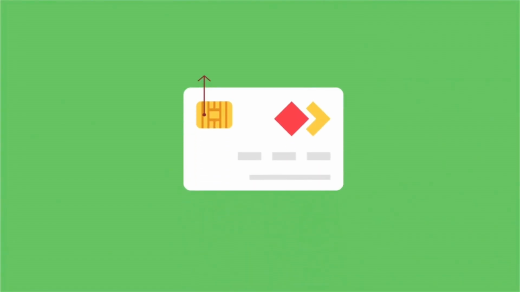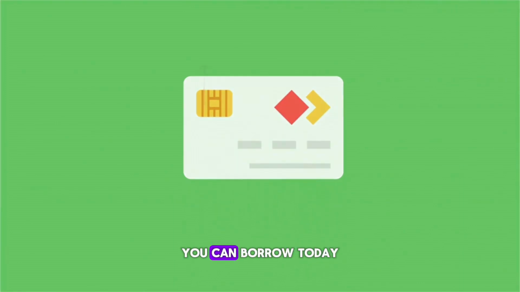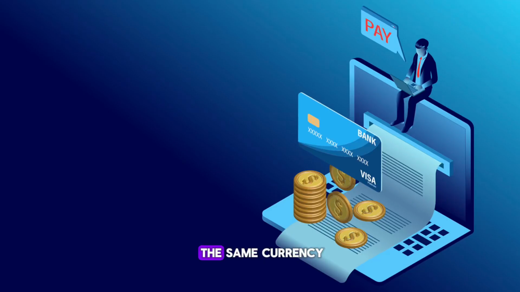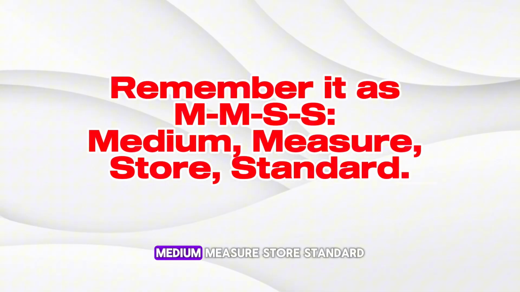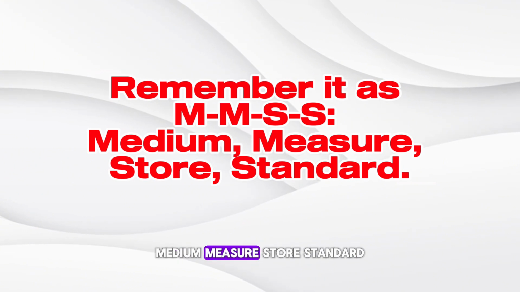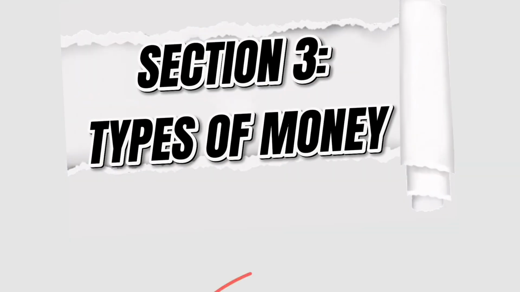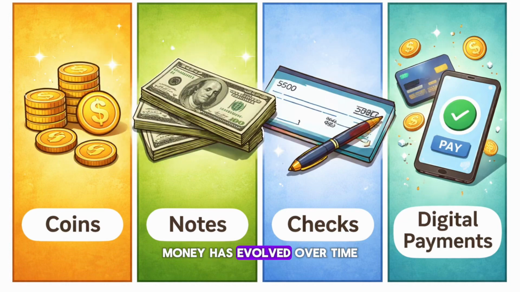4. Standard of deferred payment. Money allows credit. You can borrow today and repay later in the same currency. Quick retention trick. Remember it as MMSS. Medium, measure, store, standard. Money has evolved over time.